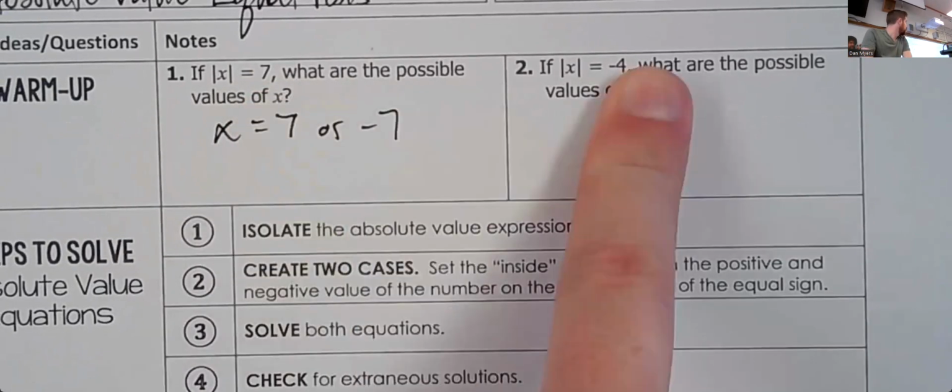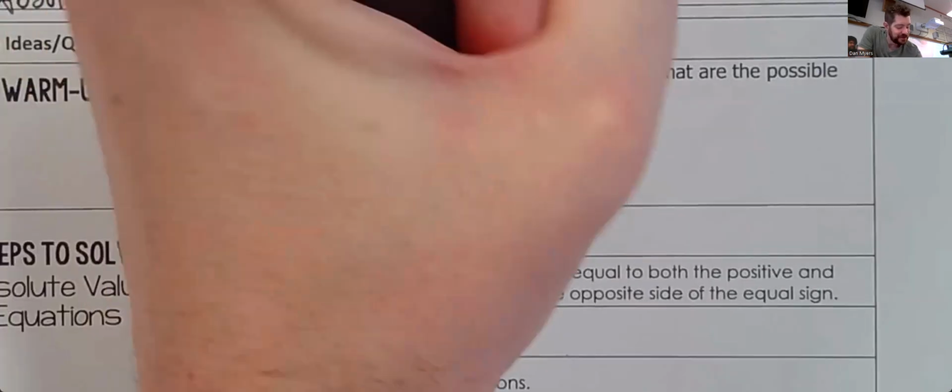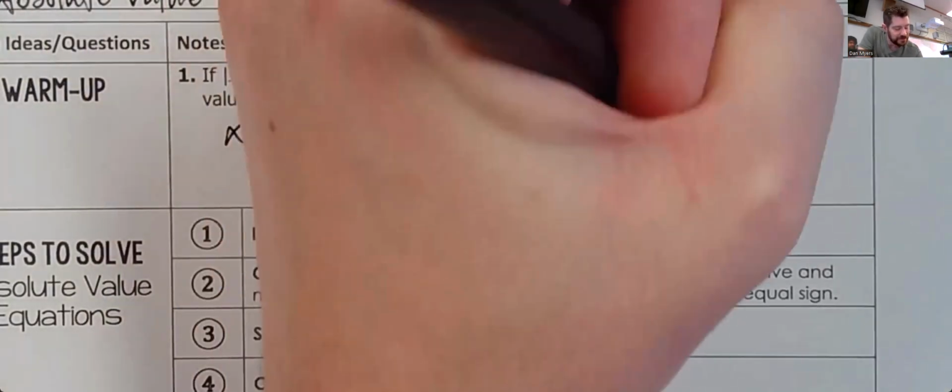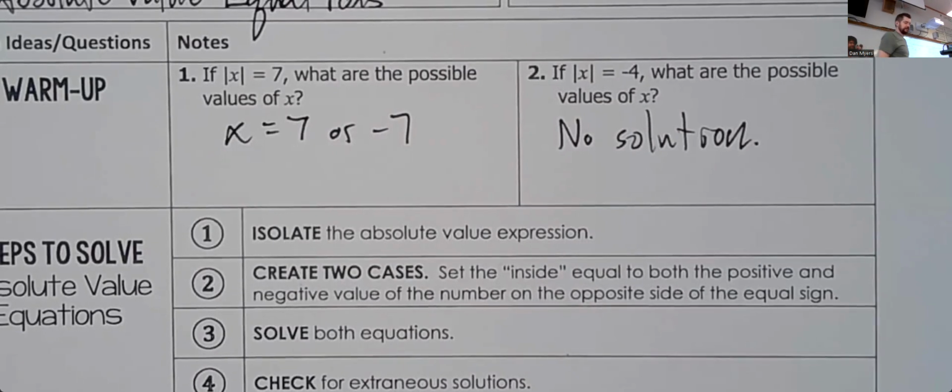However, on number 2, what would we say for that one? What's that? None. Why? You did say none, right? Yeah. Okay. So no solution. How come? I agree with that, by the way. That is the correct answer. Absolute value is distance from 0, right? Can distance be negative? No.